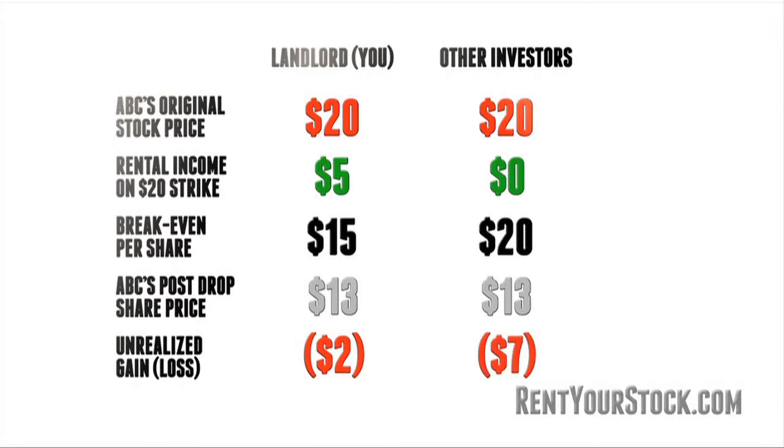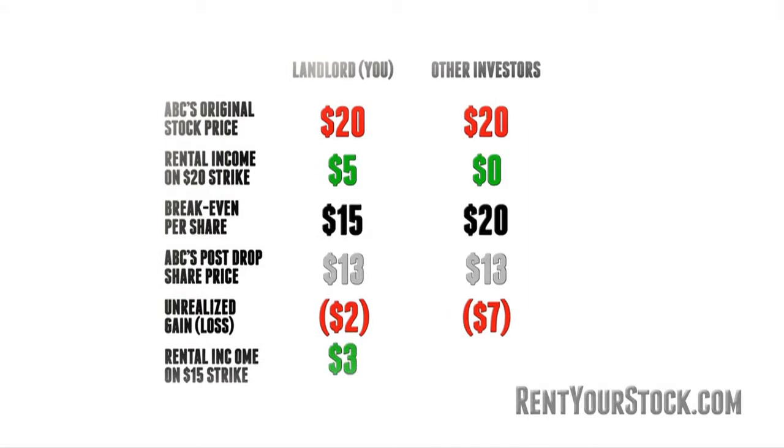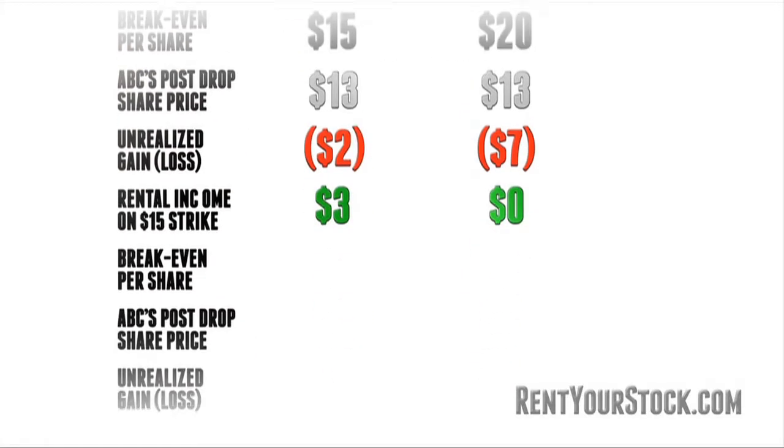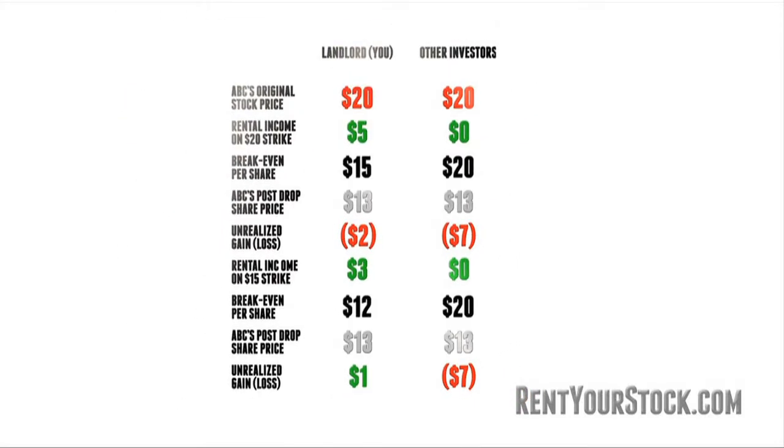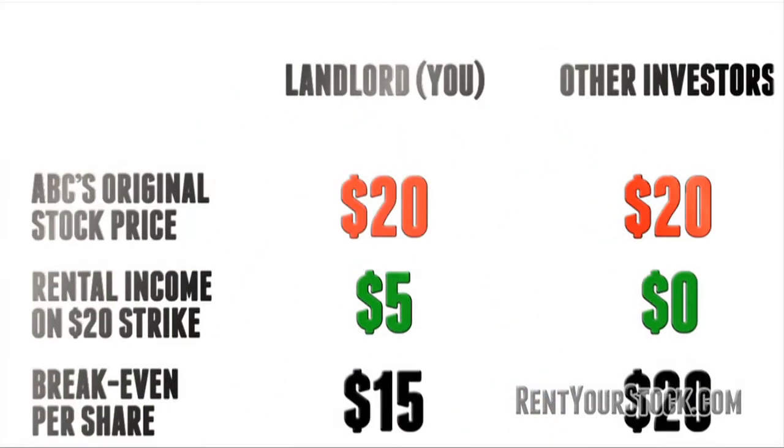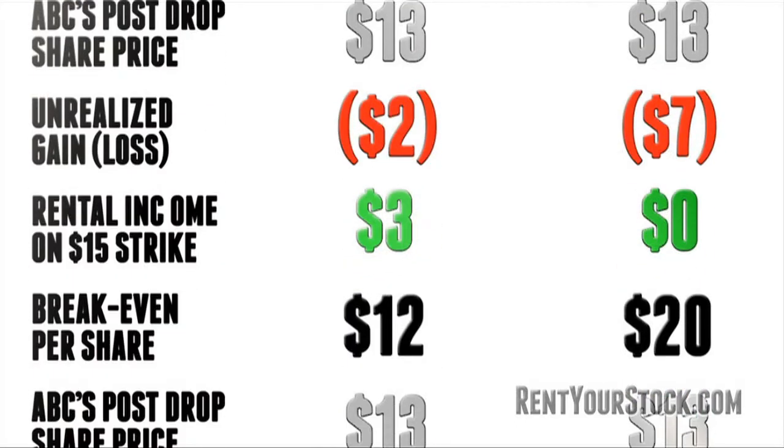As we mentioned a moment ago, you can now buy back your original covered calls for pennies and rent the stock out again at a $15 strike price for $3 more in rental income. Now you have $5 in cash from the first rental plus $3 in cash from the second rental. That equals $21 in total assets. Now you're up $1. Remember, you originally paid out $20 to buy the stock, so now you're up $1, even though the stock crashed. And your new break-even is now $12 per share. That is $20 minus $5 in rent minus $3 in rent.